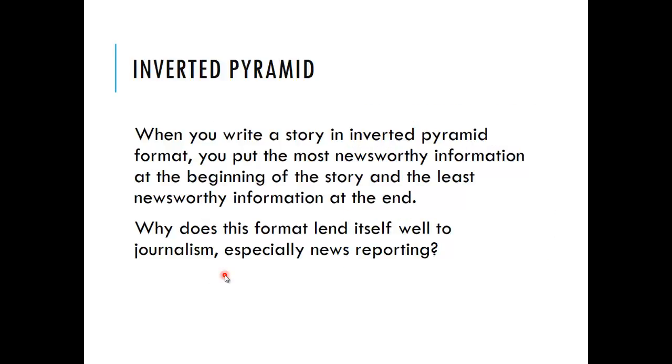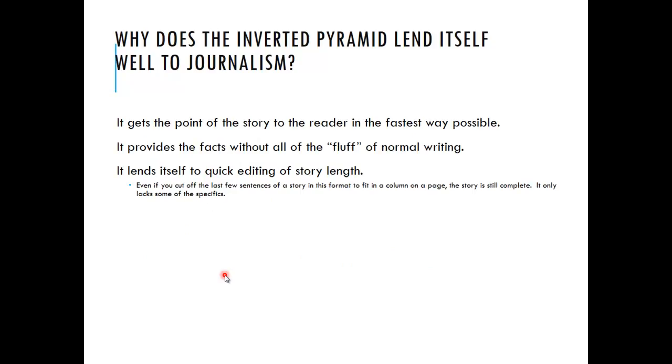So when you write an inverted pyramid, you're going to start with the most newsworthy information first in that lead, and then from there you're going to get into the more specifics. And the specifics are important for the person that wants to read your article. And so it lends itself to journalism really well because it gets to the point. It provides facts without a lot of fluff, and it lends itself nicely to story length. It provides information really quickly for the reader to understand and so that they can move on. And space is always at a premium in the print world, and time is at a premium too in the digital world.